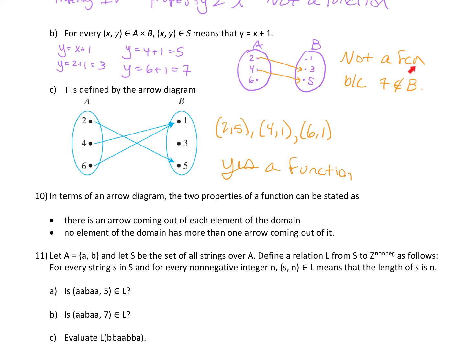FCN I use to abbreviate function a lot. Okay, so in terms of an arrow diagram, the 2 properties of a function can be stated as there is an arrow coming out of each element of the domain. So we've got that. And no element of the domain has more than 1 arrow coming out of it. So that satisfies properties 1 and 2.